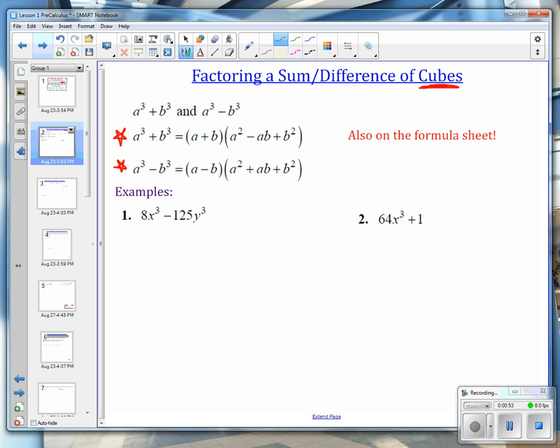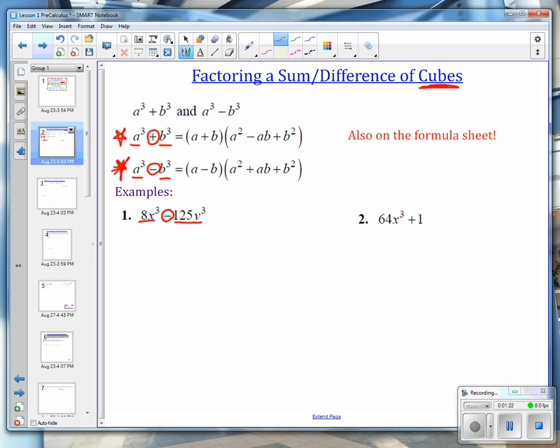Basically, we've got two terms that are perfect cubes, and in the first formula we're adding, and in the second one we've got two perfect cubes and we're subtracting. So if you take a look at example number 1, you want to see, okay, I've got two terms. They're both perfect cubes, meaning I can take the cube root of them, and I've got a minus sign. So that automatically tells me I'm going to be using my second formula.